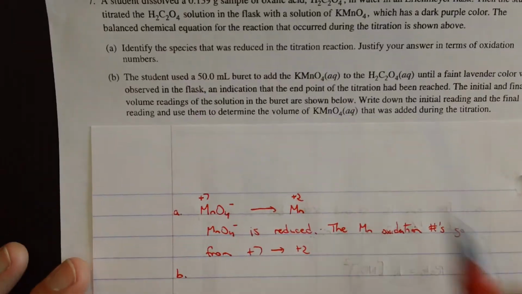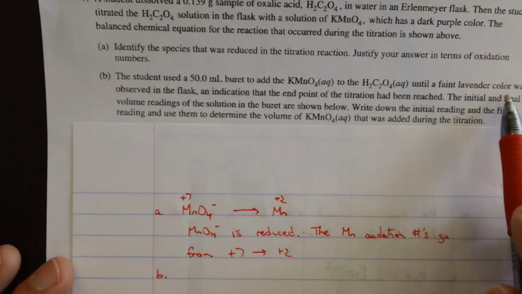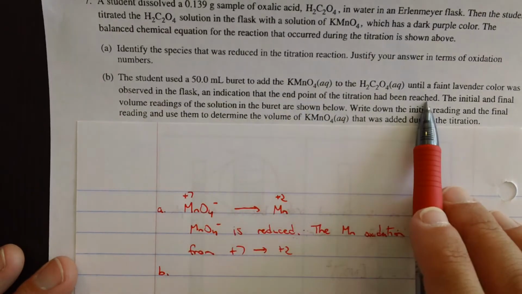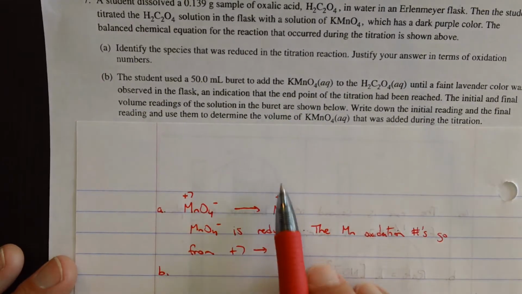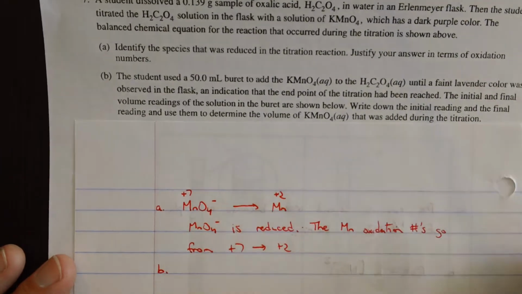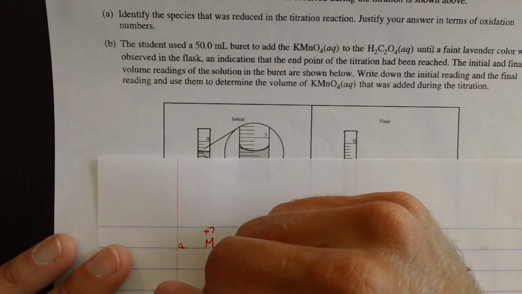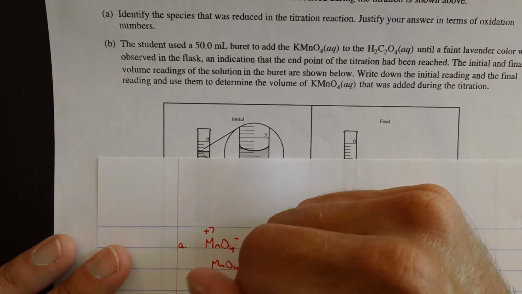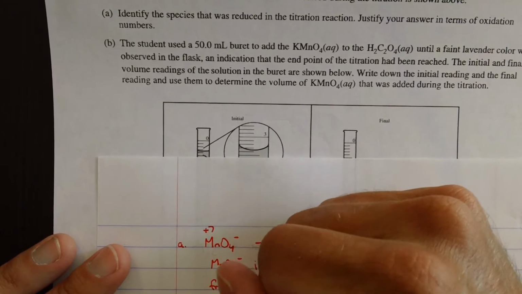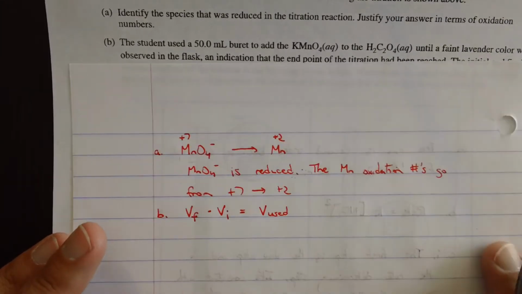Part B is a lot of reading there in the question. The student uses a 50 mL burette, adds the KMnO4 to the oxalic acid until a faint lavender color is observed. That's the end point in that titration. The initial and final volume readings are given to us in the burette. Write down the initial and final reading and use them to determine the volume of the KMnO4 that was added. I'm going to do this in the right order here. I'm going to do volume final first, because final volume minus initial volume will give us volume used, right? And so I'm going to write the numbers in that order: final, initial, total.